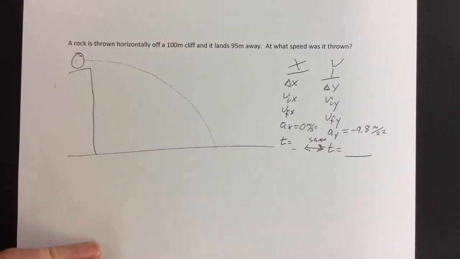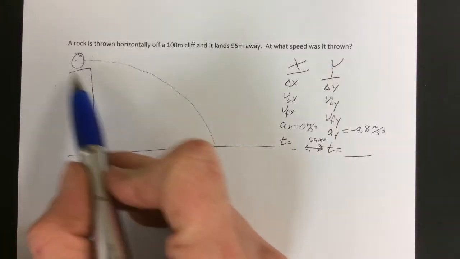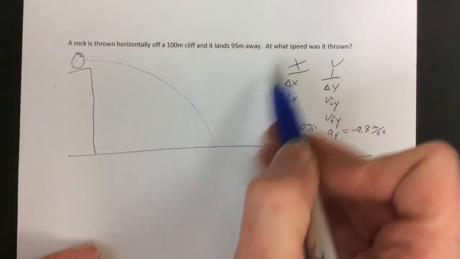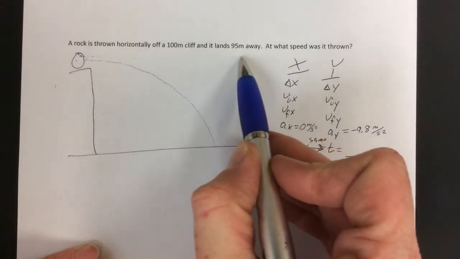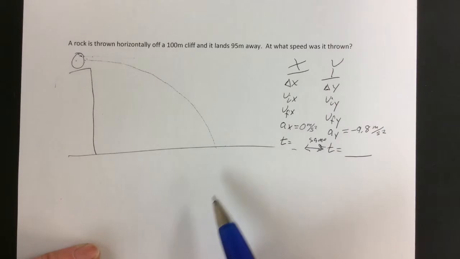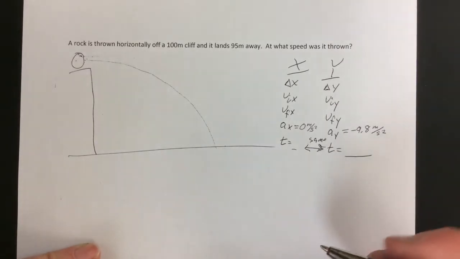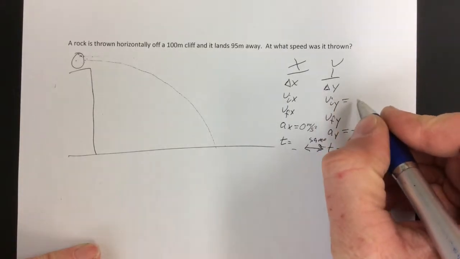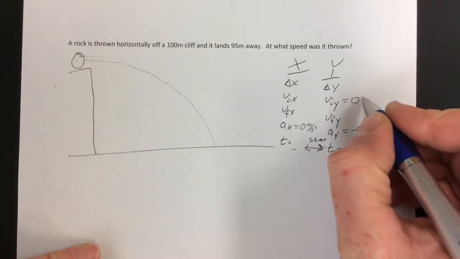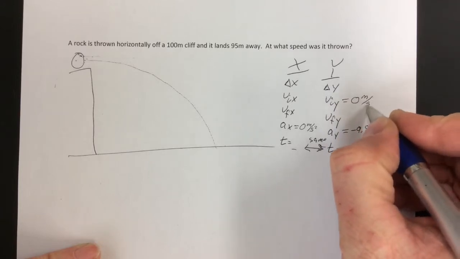Then, is it a horizontal launch? Is this object being thrown at some angle above the ground, or horizontal to the ground? It's thrown horizontally, so the ball is being thrown this way. If there was no gravity, the ball would just keep going straight and wouldn't fall to the ground. But gravity is pulling it. So is it a horizontal launch? Yes. Because it's a horizontal launch, my initial velocity in the Y direction is equal to 0 meters per second.